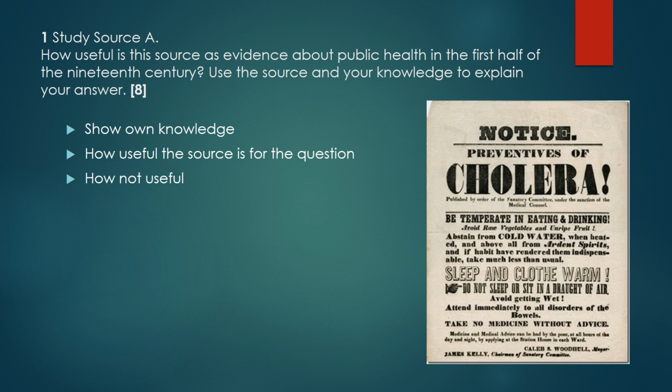First of all, let's start by looking at the structure of this. It's an 8-mark question. It specifically is asking you to use the source. You've got to mention the source, you've also got to use your own knowledge, and you've also got to explain. So they're the three things they're looking for, and I've listed those below. Show your own knowledge, say how useful the source is, and how the source is not useful as well.